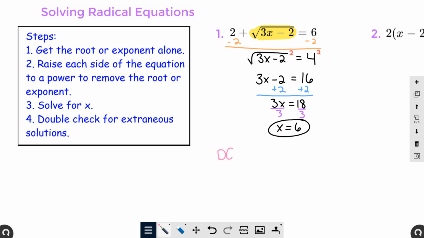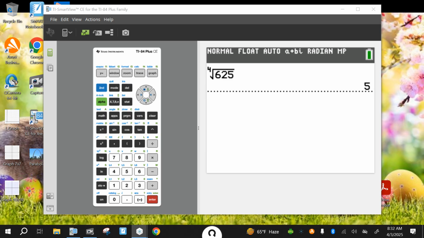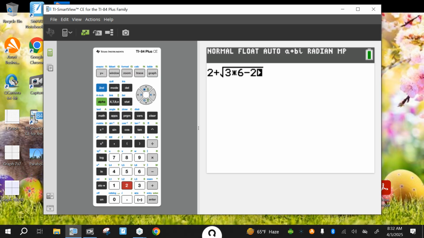So when you double check, I usually just put DC, is you plug that number into the equation and see if the left side equals the right side. Now, you can use your calculator to help you out with this. You can type all this in exactly how it looks. Make sure that square root continues over as far as possible. So if we wanted to type it in, we would have 2 plus the square root, 3 times 6 minus 2, and that should equal on the right side, which was 6. So make sure that those equal out with each other.